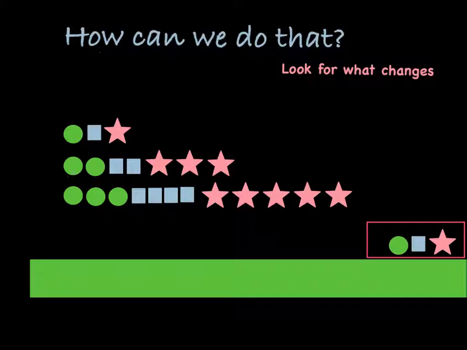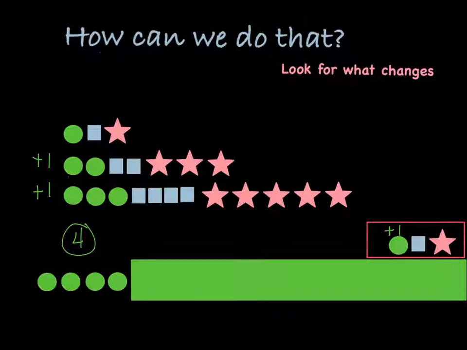So I have to look at each shape individually, and I'm going to start here with the green circle. If I look at the green circle, in step 1 I have 1, in step 2 I have 2, which would lead me to think that I was adding 1, and in step 3 I have 3, which again, if I added 1 to 2, I would get 3. So I can deduce that my rule for my green circle is to add 1. So in step 4, I would add 1 to the 3, and that should tell me that I should have 4 green circles in my step 4.